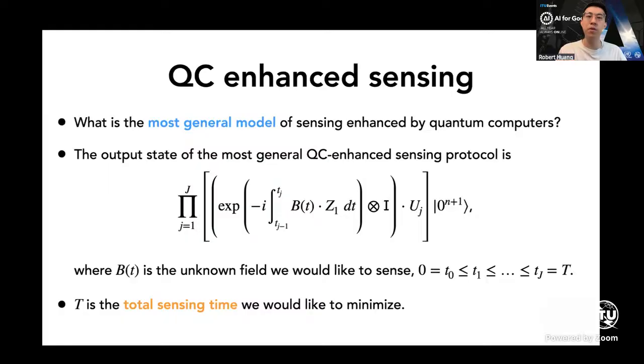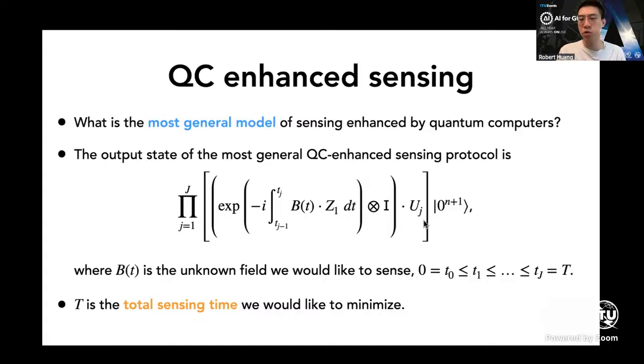So recall that previously, the protocol putting in these pi pulses can also be cast this way. In that case, there's no quantum computer sitting on the side. But every time we apply a flip, like an X gate. So this UJ just corresponds to an X gate acting on the single qubit sensor or single spin sensor, which will undergo some evolution. We will apply a flip, undergo some evolution, apply a flip, and so on. So this kind of matches with what we have previously.